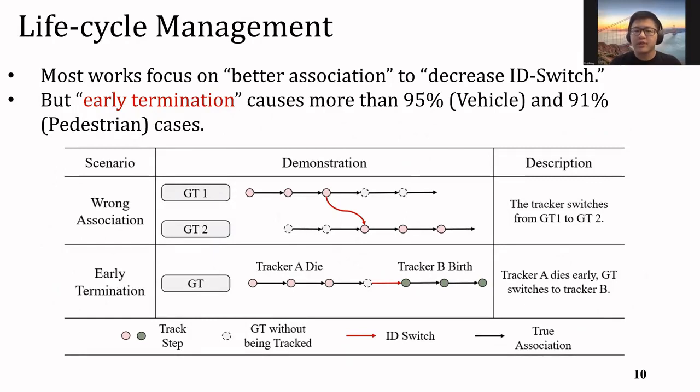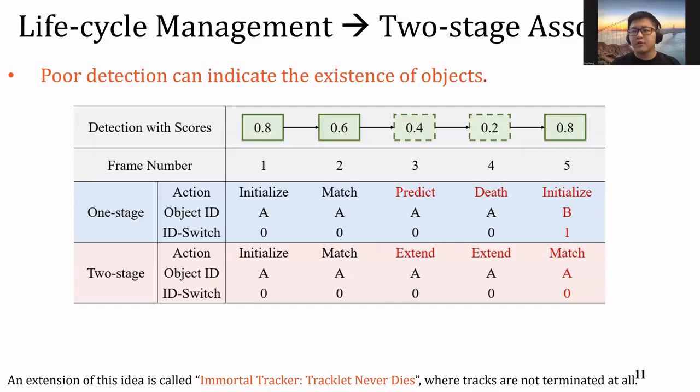Early termination here means that we have a track, we initially assign it ID A, but then we terminate it and then it switches to ID B. So that's one ID switch. To avoid this from happening, we can use low score detection bounding boxes to indicate the existence of an object. That is to say, if there is a low score bounding box corresponding to a track, we don't have to output that bounding box, but we have to keep that track alive. This is called two-stage association, and it really improves the performance.